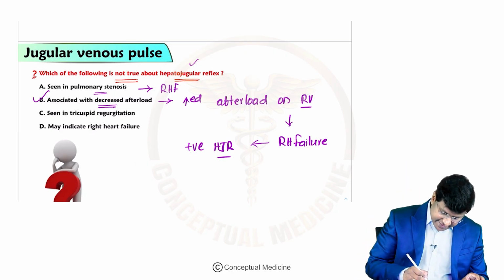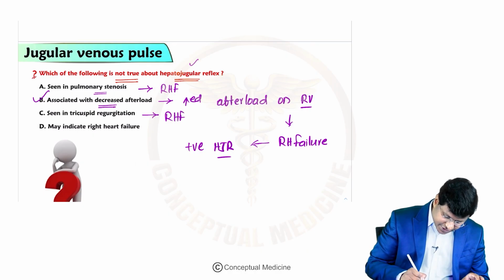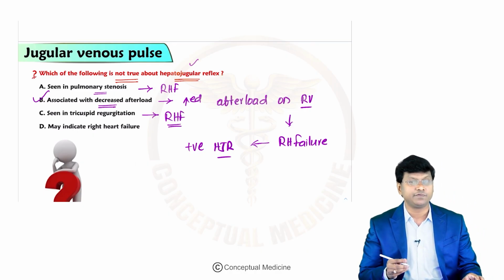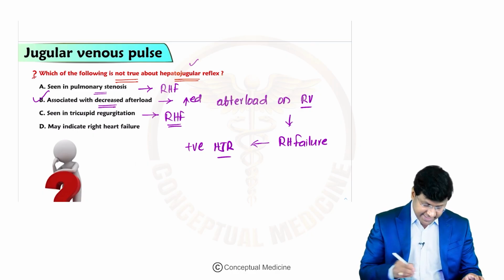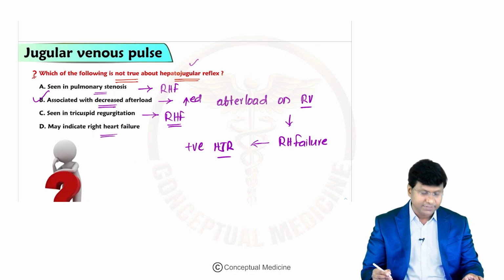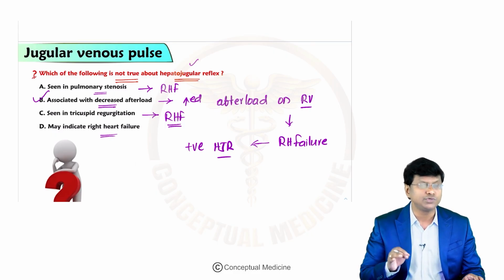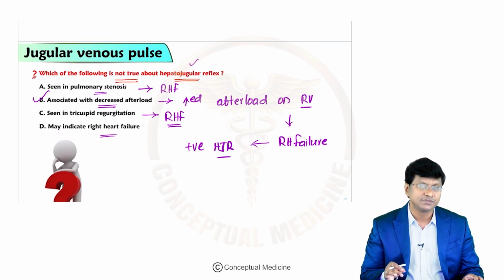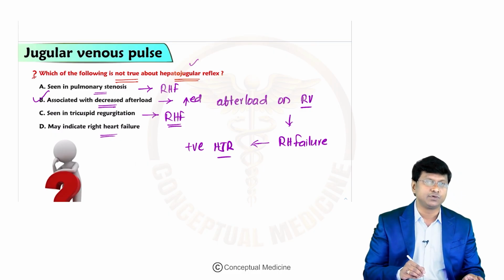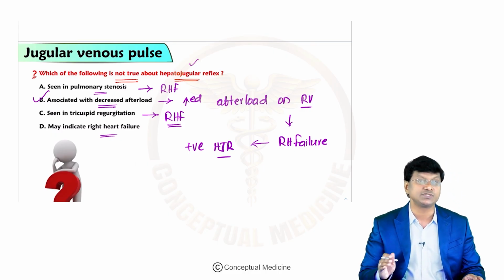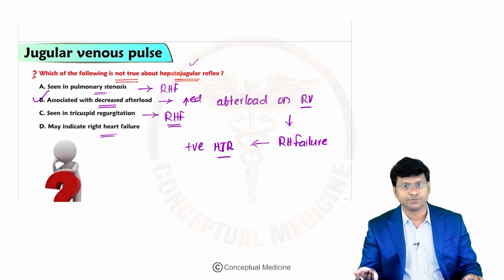Okay? And even tricuspid regurgitation will progress to the development of right heart failure, and it may indicate right heart failure is also a correct statement. So which of the following is not true about the hepatojugular reflex? Associated with decreased afterload is an incorrect statement. It is associated with increased afterload.